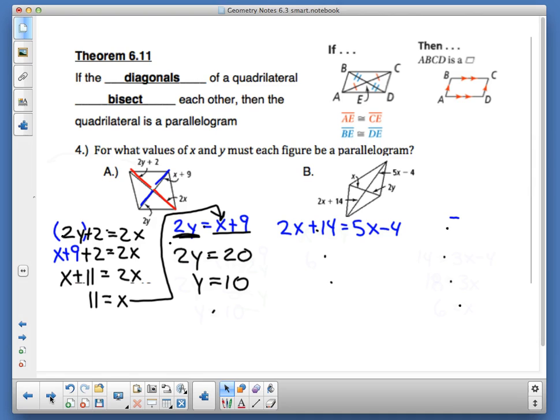Go ahead and solve B. Go ahead and finish solving B. You guys are doing a great job.